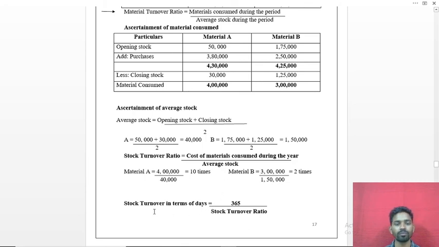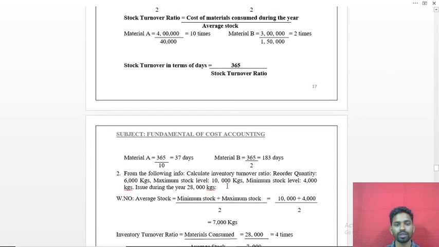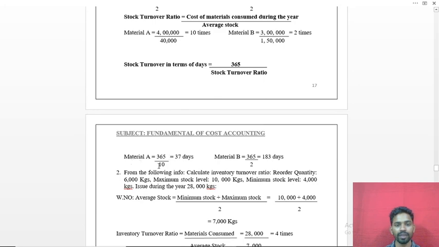We will see one more formula: stock turnover in terms of days. If it is yearly, you take 365 days; if weekly, you take the weekly days. So this is the full year: 365 divided by the stock turnover ratio. The ratio for A is 10 times and for B is 2 times. For material A, 365 divided by 10 is about 37 days. For material B, 365 divided by 2 is about 183 days.